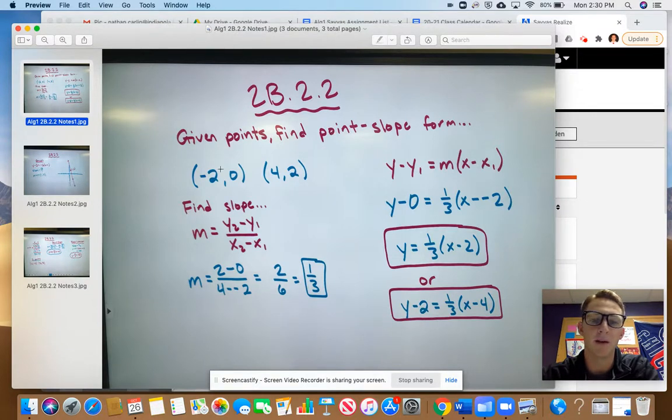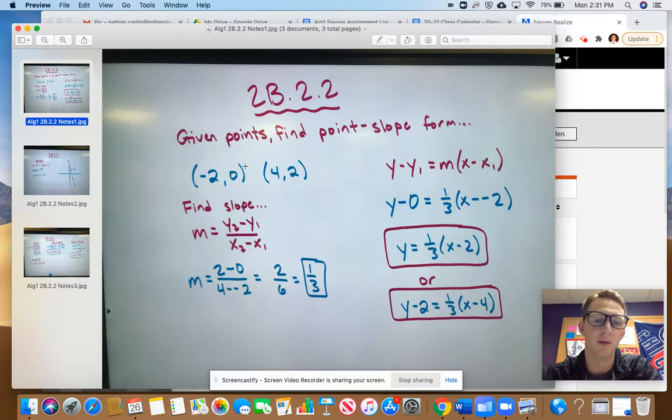But today they're not going to give us the slope. They're giving us two different points, and we can find the slope from those two different points using that slope formula we talked about last week. So slope equals y2 minus y1 over x2 minus x1. If it helps you, label these x1, y1, x2, y2.